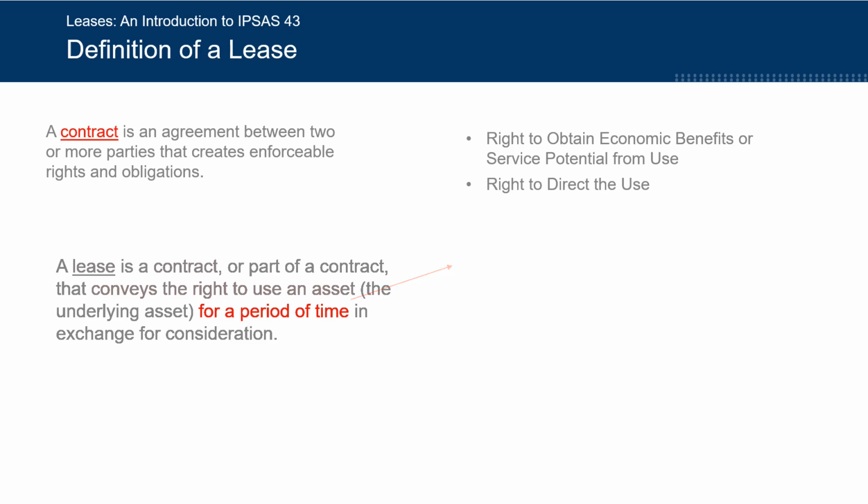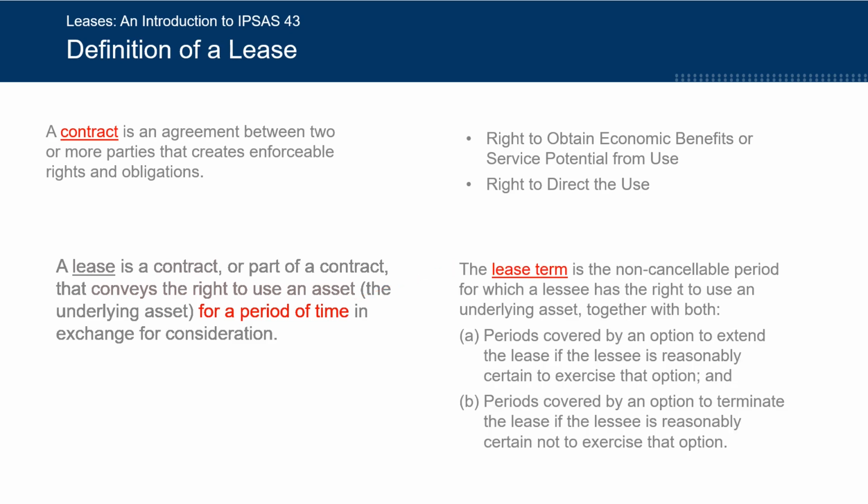A lease term is the non-cancelable period for which a lessee has a right to use an underlying asset, together with both periods covered by an option to extend the lease if the lessee is reasonably certain to exercise that option, and periods covered by an option to terminate the lease if the lessee is reasonably certain not to exercise that option. Finally, a lease must have exchange of consideration.